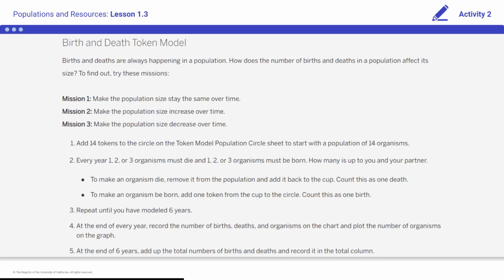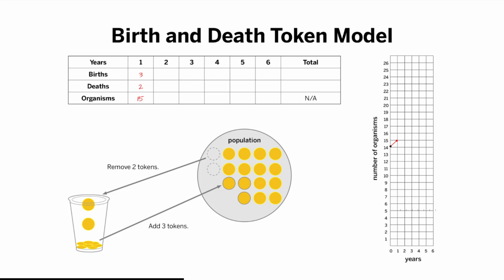decrease over time. Like in a real ecosystem, some organisms must die and some must be born every year, but you get to decide how many are born and how many die. You will choose between 1 to 3 births and 1 to 3 deaths per year. You will get sheets with these same tables and graphs on them. At the end of each round, you will need to keep track of what you did. Each round represents 1 year.